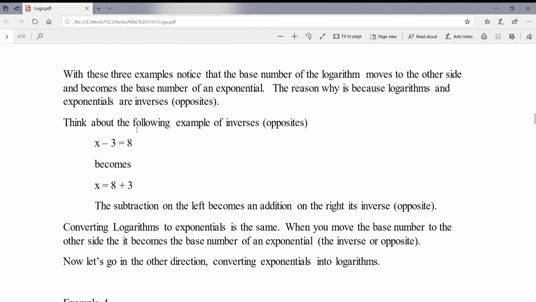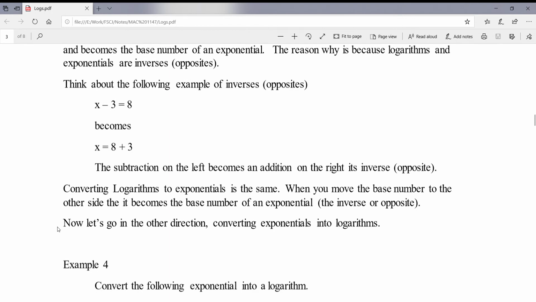So think about this with the following examples, opposites, inverses. If I have x minus 3 is equal to 8, that becomes x is equal to 8 plus 3. Subtraction on the left becomes addition on the right. They're opposites, they're inverses. So when you move it to the other side, you get the other one. Converting logarithms to exponentials is the same. When you move the base number to the other side, then the base number becomes an exponential. So your logarithms turn into exponentials, your exponentials turn into logarithms.